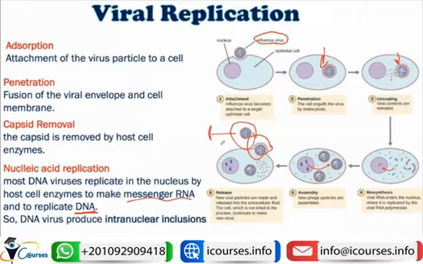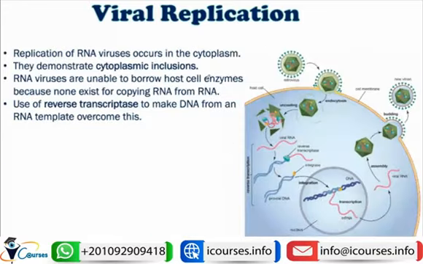The nucleus here has the nuclear material, or the DNA, of the virus, so it appears as intranuclear inclusions. This is not the case with the RNA virus. So the problem with the RNA virus is that the living tissue doesn't have RNA. So how can the virus replicate itself? For the RNA virus, the replication does not occur in the nucleus, but in the cytoplasm.